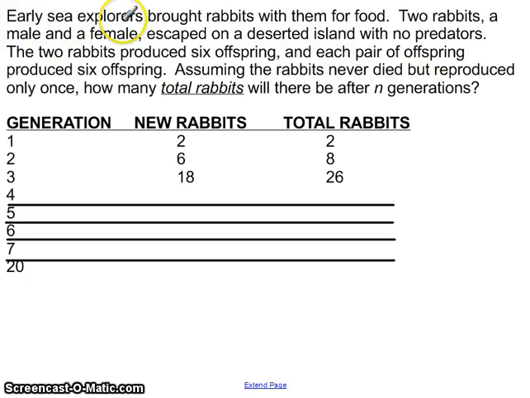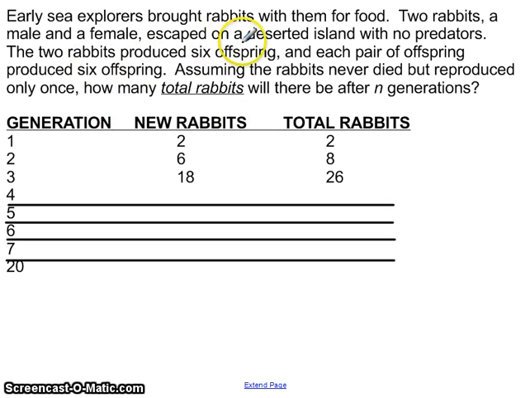Back in the day, the early sea explorers brought rabbits with them for food. So they stopped on a particular island, and two rabbits, a male and a female, escaped. And this island was deserted, had no predators, and so the rabbits did what rabbits do and produced offspring.